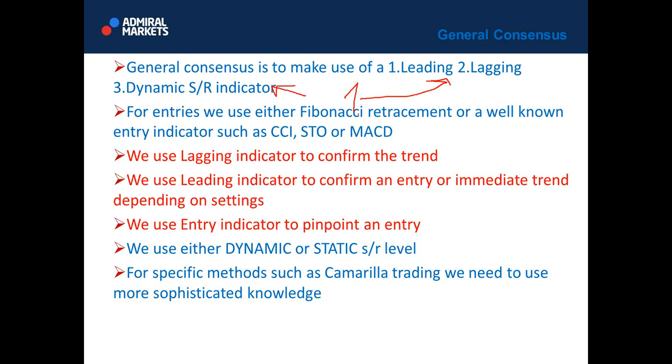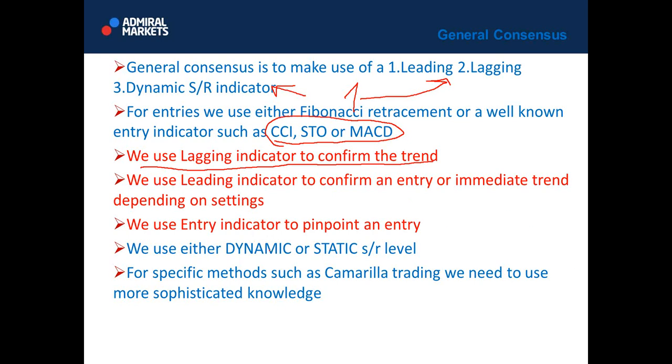For entries, we use either Fibonacci retracement or a well-known entry indicator such as CCI, stochastics, or MACD. We use a lagging indicator to confirm the trend. We use leading indicator to confirm an entry or immediate trend direction depending on settings. So depending on settings, we use leading indicator to give us immediate trend or confirm an entry, a signal for entry. And if we use specific entry indicator, then we use it only to pinpoint an entry.